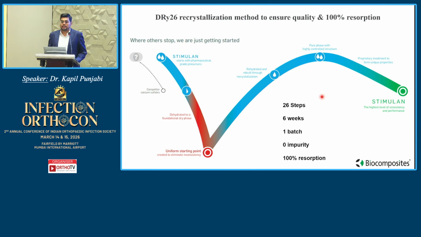When we look at how this product is made, which we call the dry 26 recrystallization method, we start from pure pharma grade chemicals, unlike many of the other products which start from natural sources of calcium, which can lead to a lot of problems once placed in the body. So we have this process which takes almost 26 steps. It takes 6 weeks to make one batch of Stimulan, and this ensures the highest level of purity that is possible in a product of this category.